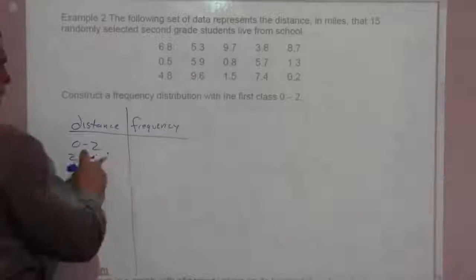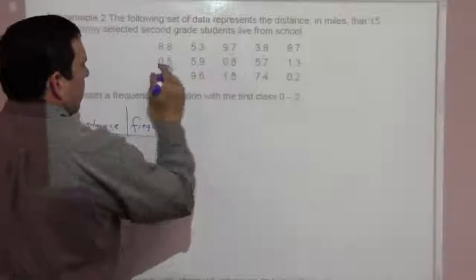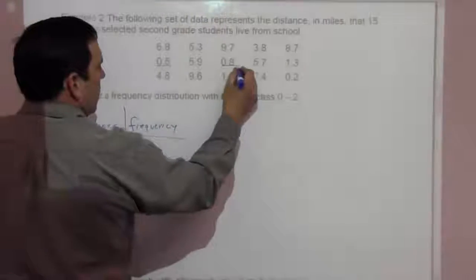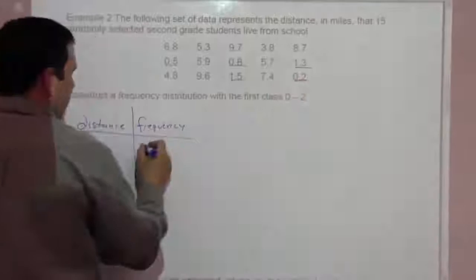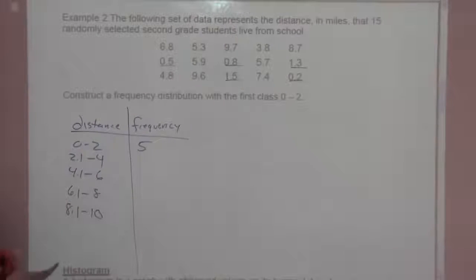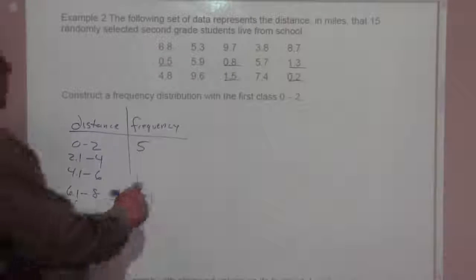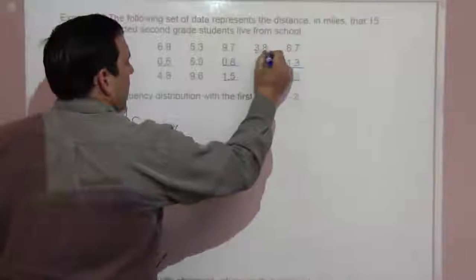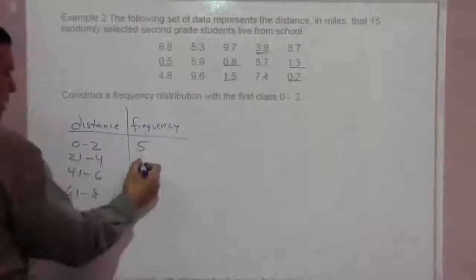So frequency. How many people are 0 to 2? Let's see, here's 1, 2, 3, 4, and 5. So 5 students are between 0 and 2 miles away from school. How many students are 2.1 to 4 miles away? Here's 1. So it looks like there's 1 student.